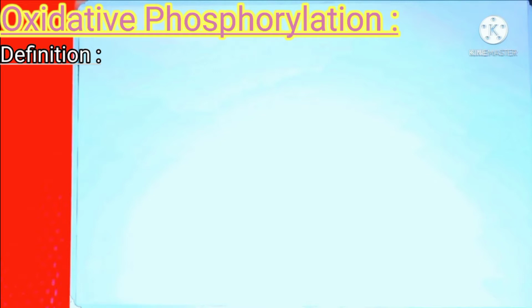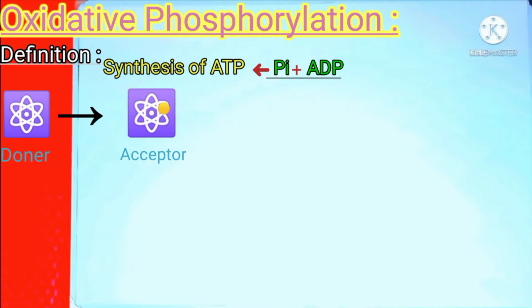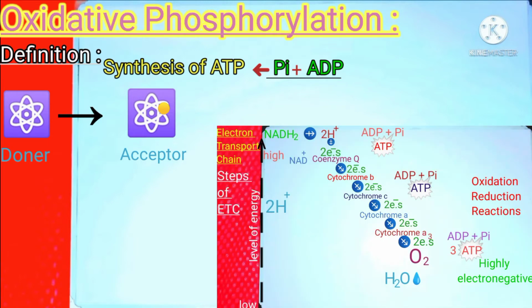Students, oxidative phosphorylation is the formation of ATP, the synthesis of ATP from inorganic phosphate and ADP, meaning that by the adding up of inorganic phosphate and ADP, when the transfer of electrons occurs from a donor molecule to an acceptor molecule, during the electron transport chain.